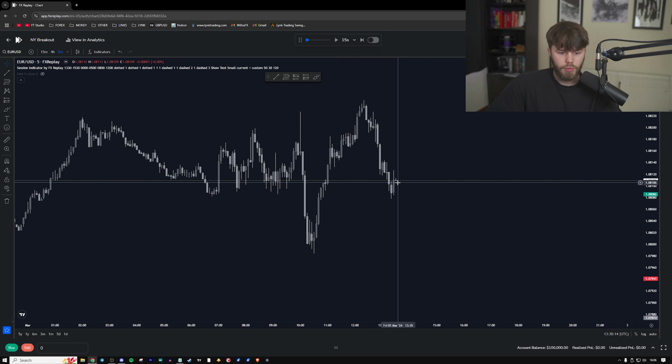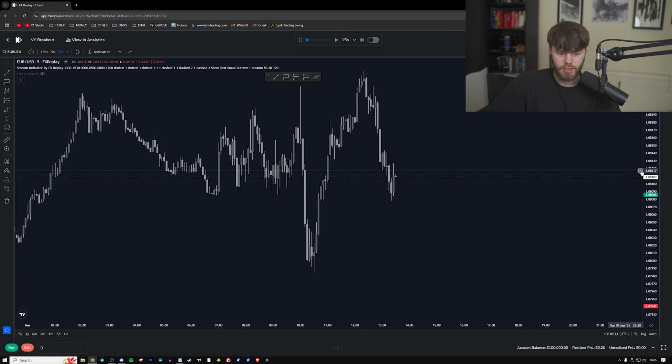Okay, so what we're looking for now is price to basically break this low here. If price breaks this low, that's great. Or if price breaks this level, we're looking to buy. If it breaks and closes below this level, we're looking to sell. It's literally as simple as that.